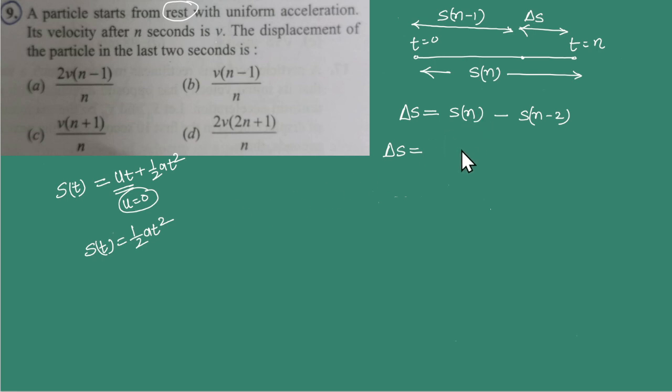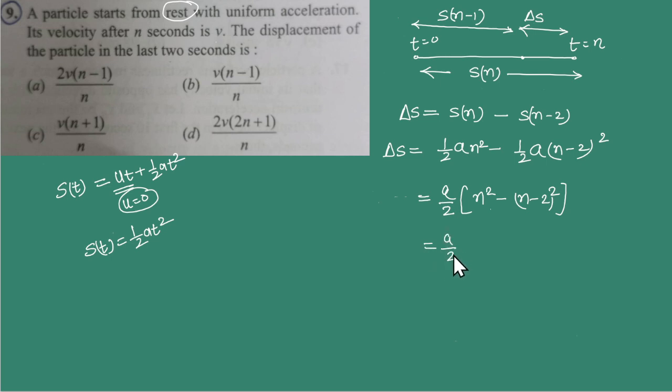Okay, so this Sn can be written as half a n square minus Sn minus 2 can be written as half a into n minus 2 whole square. So if we are solving this equation further, we have to take common a by 2 from these two terms, and we will get n square minus n minus 2 whole square inside the bracket.